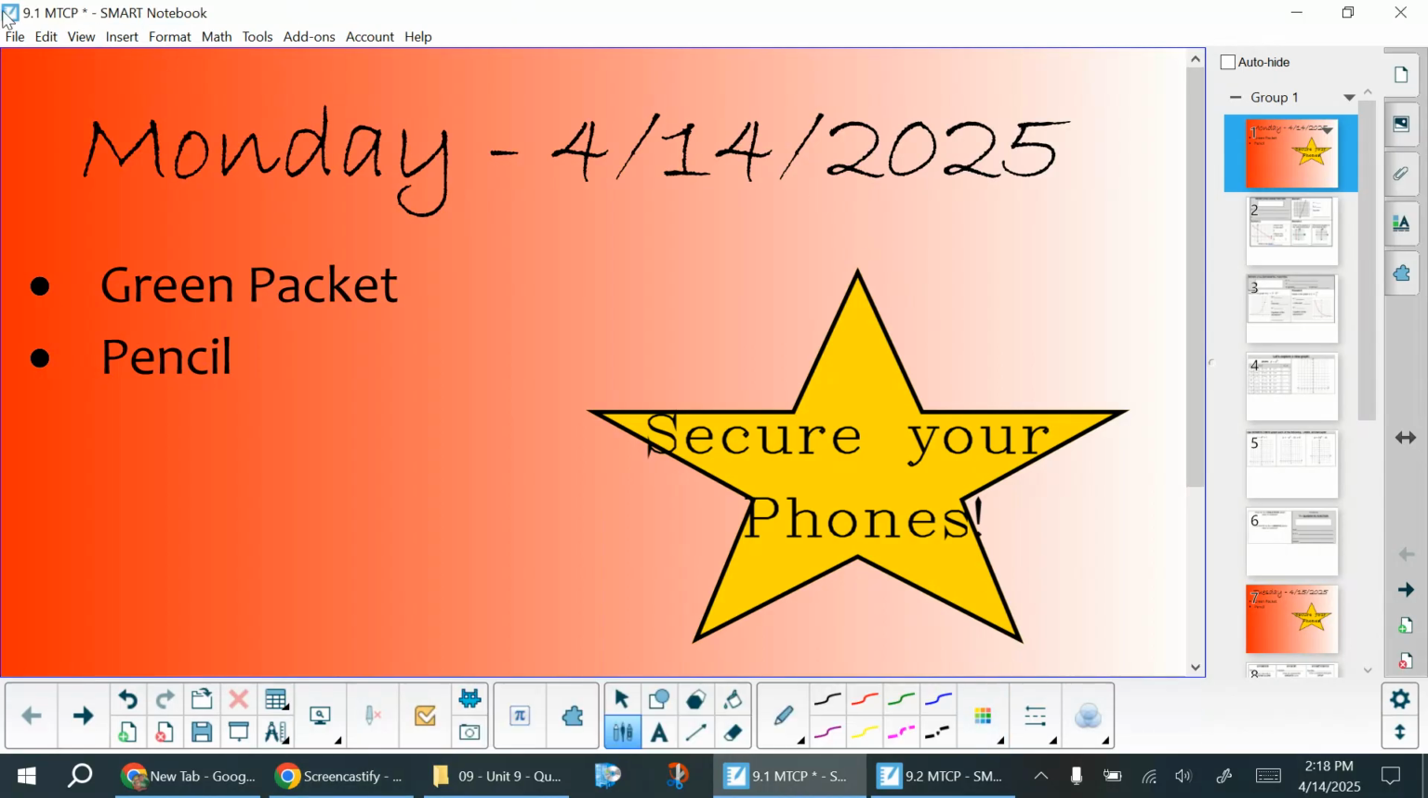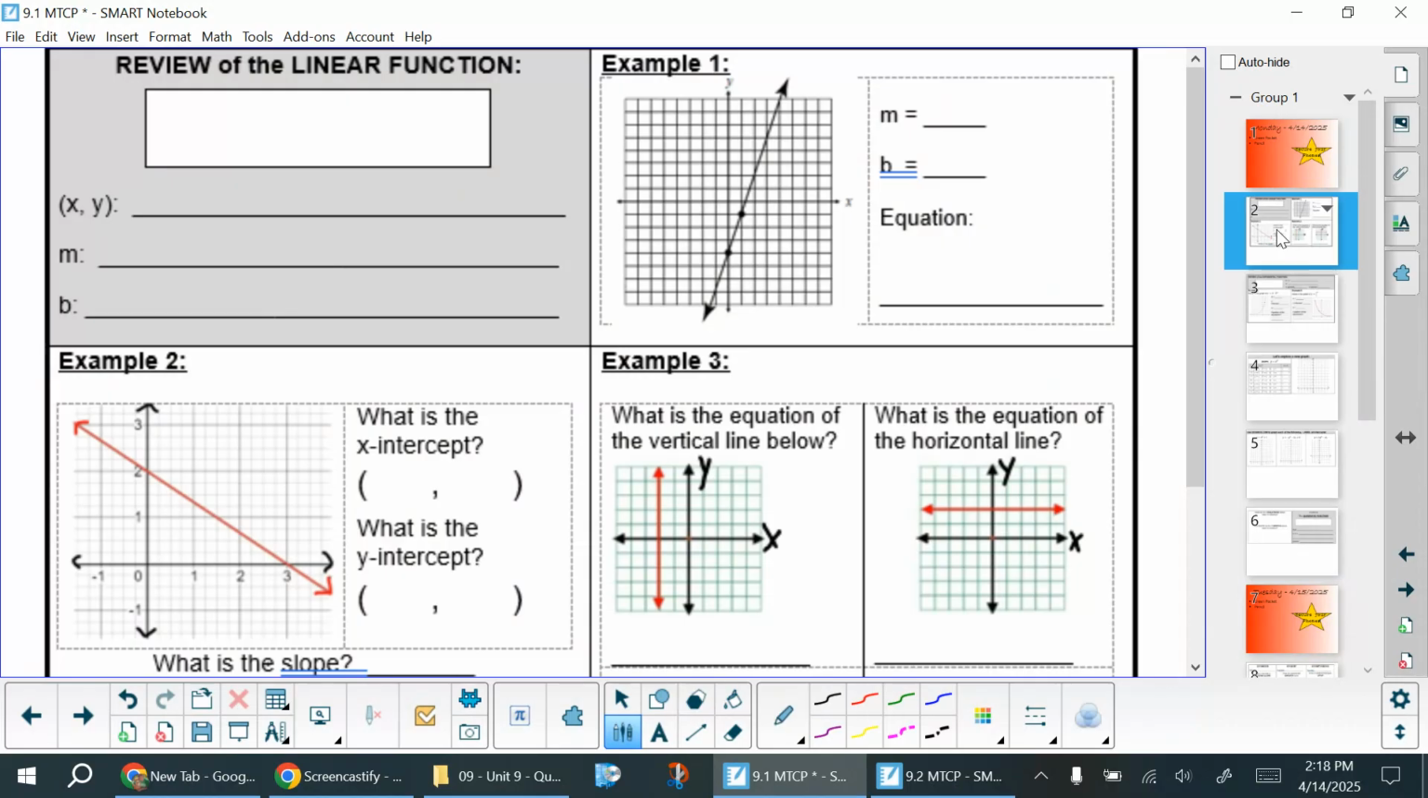Okay, so this video is going to cover unit or lesson 9.1, which is going to cover the introduction to quadratic functions. We're going to start off in your green packet on page 2 with a little review of the other two function families that we've talked about so far.